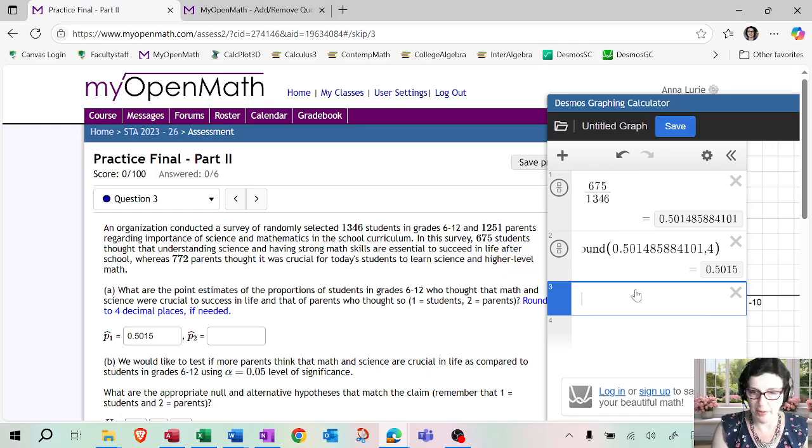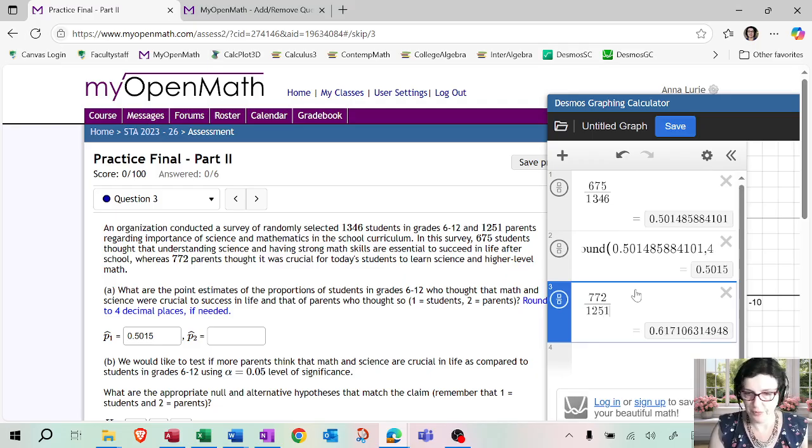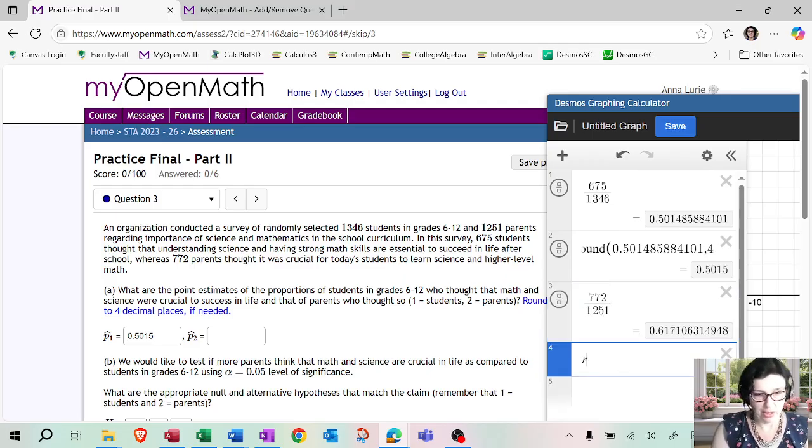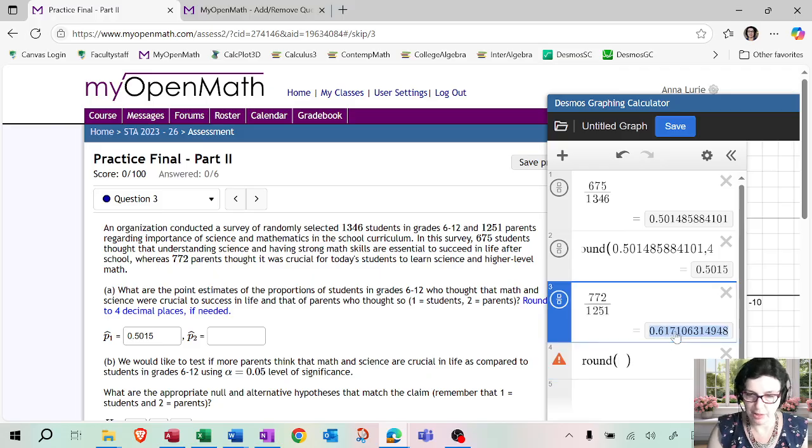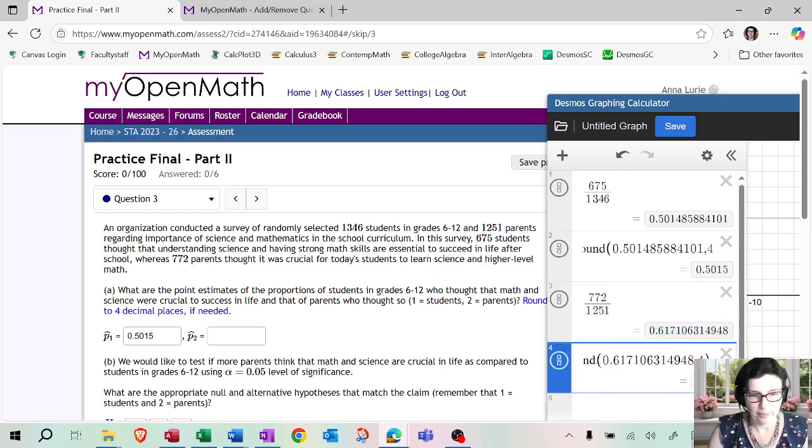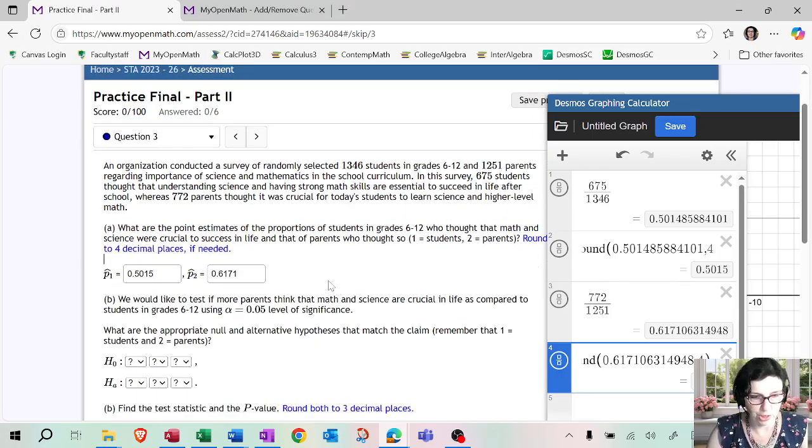Let's see what about parents. So we have 772 out of 1251. Okay, it does look like more parents think that math is important, but we will see if that's statistically significant in a second. Okay, so that's sample proportion number 2. And remember, of course, that's number of successes divided by the number of trials for each sample.